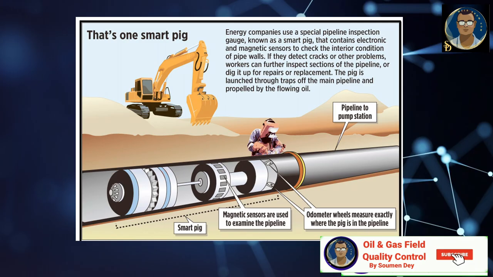In the picture, you can see the pipeline to a pump station, and there is a smart pig which has magnetic sensors that are used to examine the pipeline. Odometer wheels measure exactly where the pig is in the pipeline.